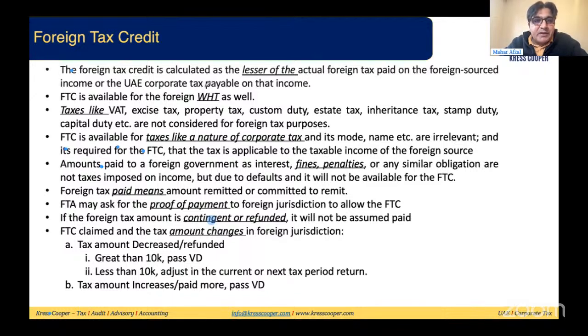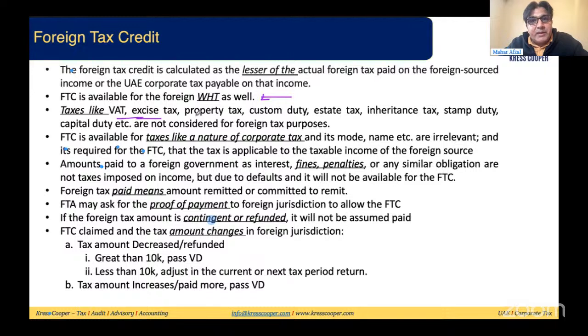FTC, foreign tax credit, is available for the foreign withholding tax as well. A lot of people are asking whether withholding tax is subject to foreign tax credit. Yes, you have a right to take the foreign tax credit on the withholding tax as well. Taxes like excise, VAT, property tax, customs duty, estate tax, inheritance tax, stamp duty, all these taxes, you cannot take the foreign tax credit because the nature of these taxes is not corporate tax. FTC is available only for taxes having the nature of corporate tax.